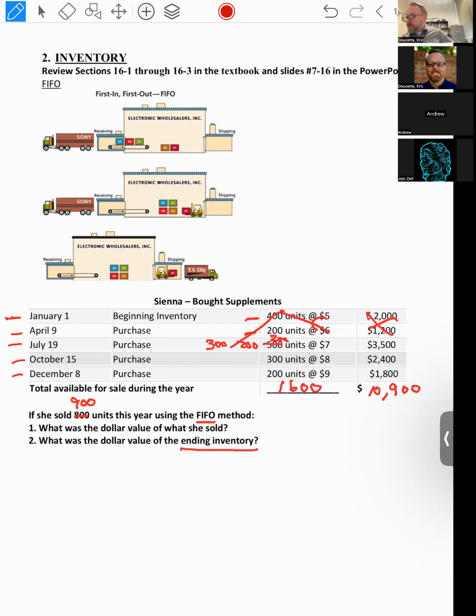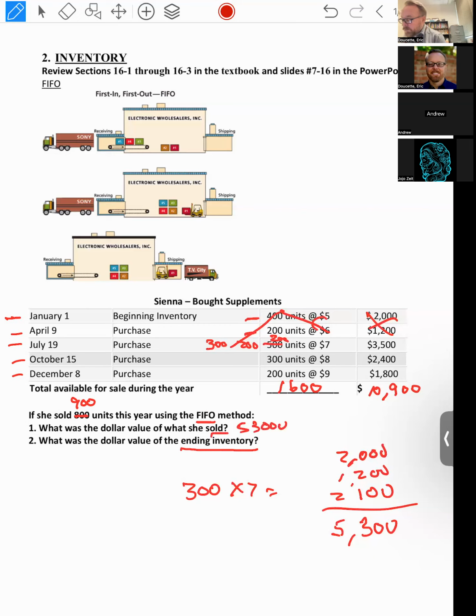Now, if I want to figure out the dollar value of all those, I could simply do it. I can say, okay, for the 400 at $5 was 2,000. And then for the 200 at $6 was 1,200. And then there was 300 she sold at $7. So I have to figure out that. 300 times 7 equals 2,100, right? So if I add all that up, that comes out to $5,300. So the dollar value of what she sold was $5,300 because she sold those first 900.